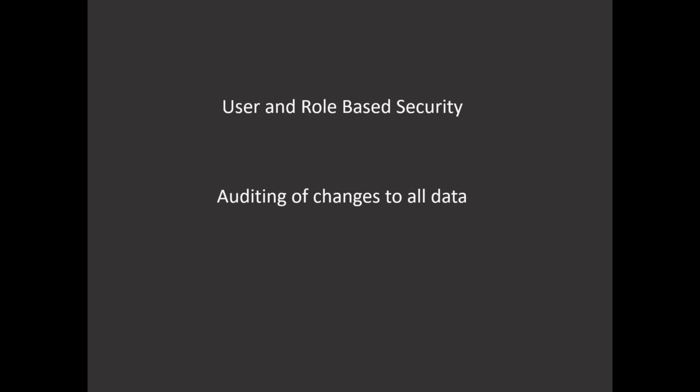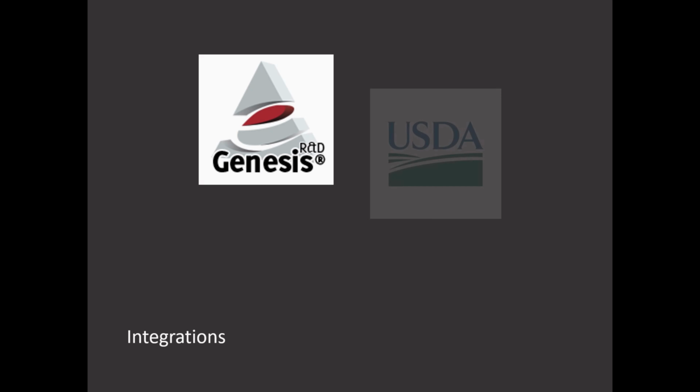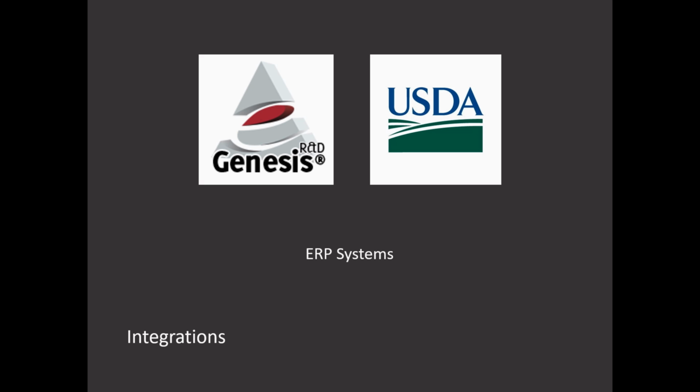The system has user and role-based security to grant and restrict access to the right people. Changes to all data are audited, with these changes available for users to view. Ingredient and label functionality leverages integrations with Genesis R&D and the USDA. Cost and BOM information can be shared with ERP systems.